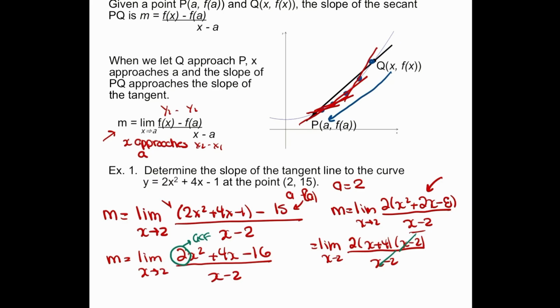And now what we're going to do is I'm going to say, well, then my limit as x approaches 2 is just simply equal to 2x plus 4. And I'm going to substitute in my value of 2. So now I'm going to substitute this value into here, which gives me 2 plus 4. And when we do that math, that gives me a slope of equal to 12. So the slope of the tangent as x approaches 2 is equal to 12.